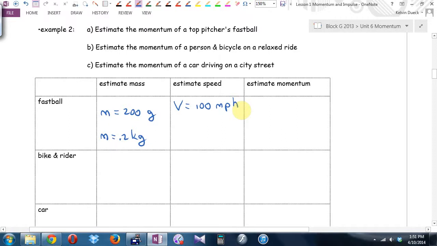Now, there's a trick to go from miles per hour to meters per second. It's divide by 2 and make it a little smaller. 100 divided by 2 is what in your head? 50. A nice round number, a little smaller than that, 45. 100 miles per hour is around 45 meters per second, roughly. I'm off by a bit, but I'm close. So momentum is going to be mass times velocity, 0.2 times 45. 9? Double check me. Yeah?